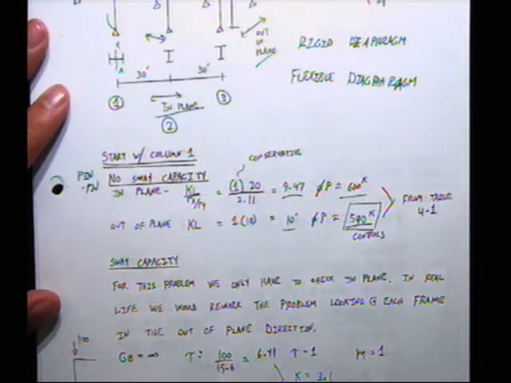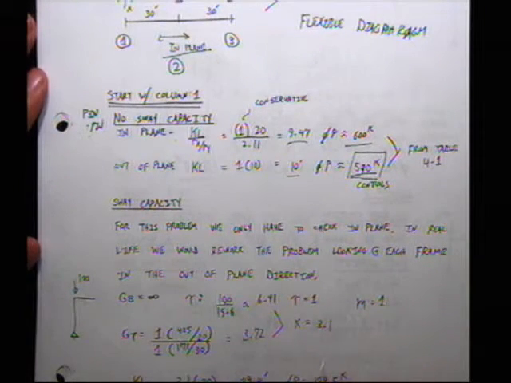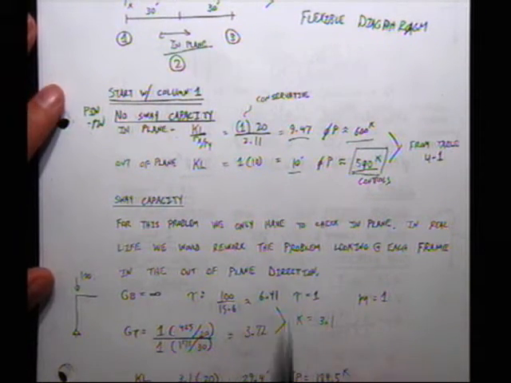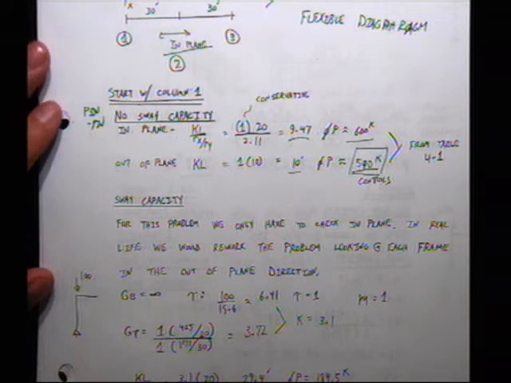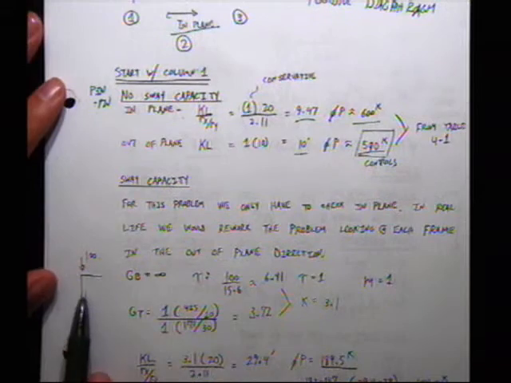At least that's the way the problem has been worked. So you can imagine that there are no cross braces. They're gone. Nothing there. Air. For this problem, we only have to check in plane. In real life, we would rework the problem looking at each frame in the out-of-plane direction as well. So you have something that looks like this.